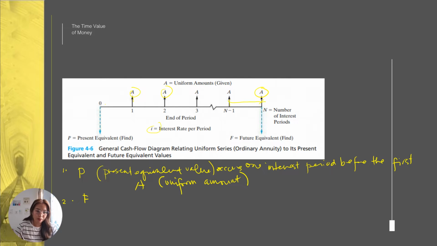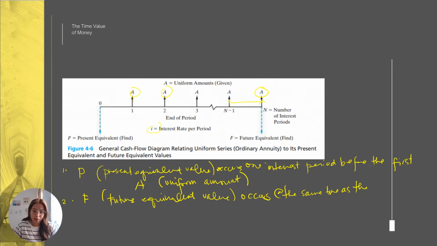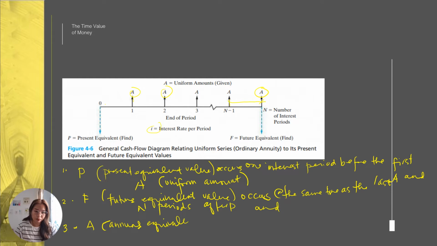And number 2, F, is our future equivalent value that occurs at the same time as the last A and N periods after P. And lastly, the third one, A, is the annual equivalent value that occurs at the end of periods 1 through N inclusive.